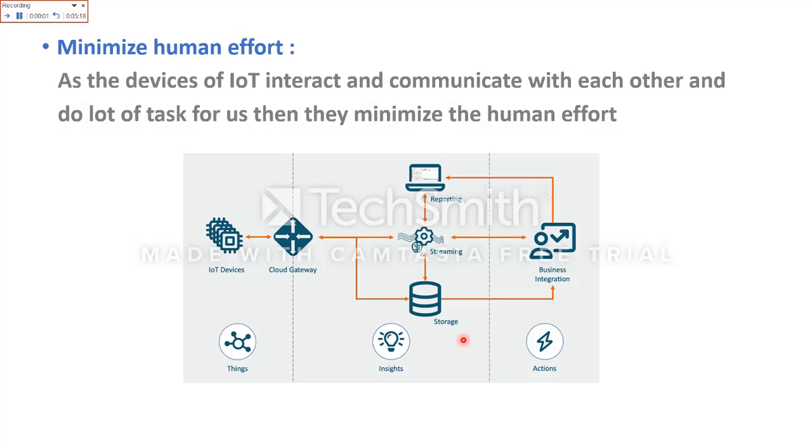Second advantage, you can say, it minimizes human resources or human effort. A number of devices communicate with each other to do a lot of tasks, and they minimize the human effort. Now see in this diagram, this is a business integration. All IoT devices communicate through this IoT cloud gateway. This cloud gateway streamlines all your functions.